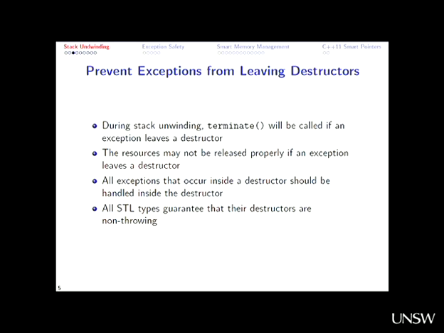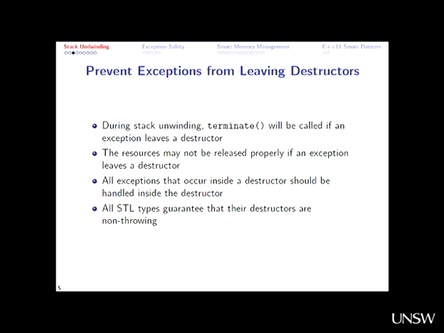Okay? So maybe our call stack's not just main, f, and g. Maybe our call stack contains some member functions. If that member function throws an exception and it's not caught before the object that contains that member function gets destroyed because it falls down this call stack, terminate gets called. You cannot have an exception leave a destructor. The reason for this is resources may not be released properly if an exception leaves a destructor. They may not be cleaned up correctly.